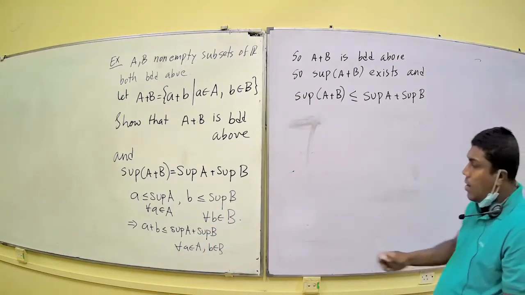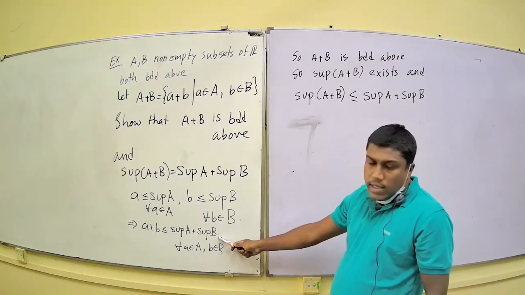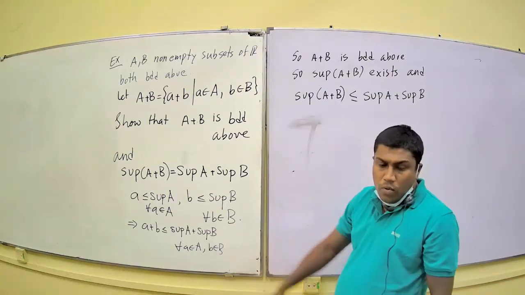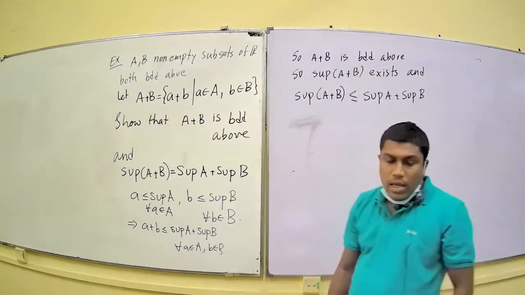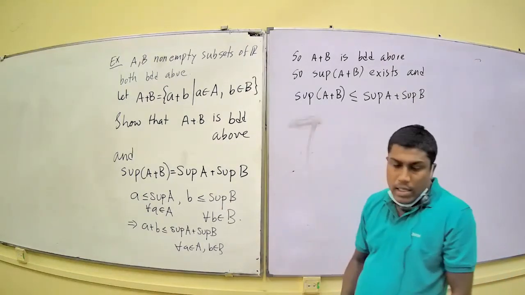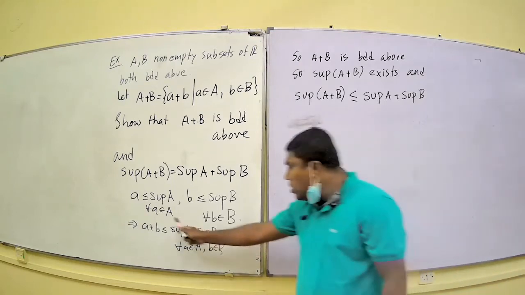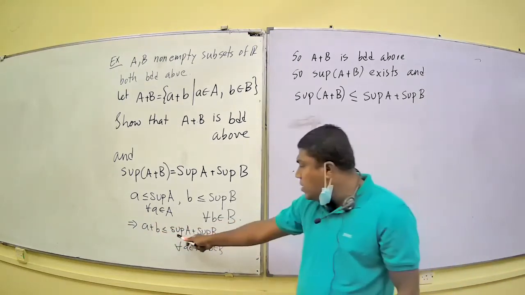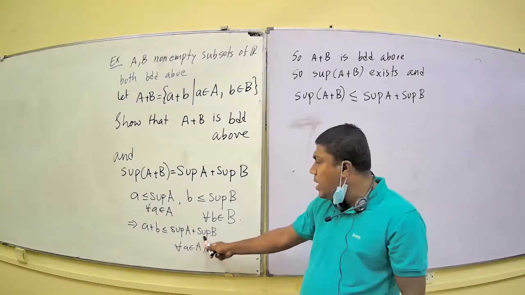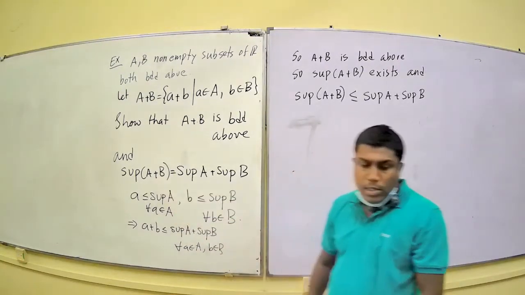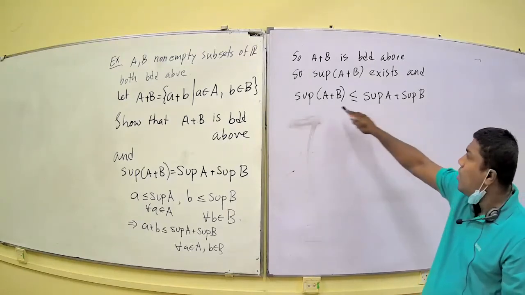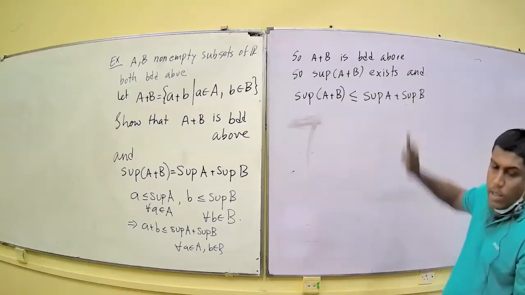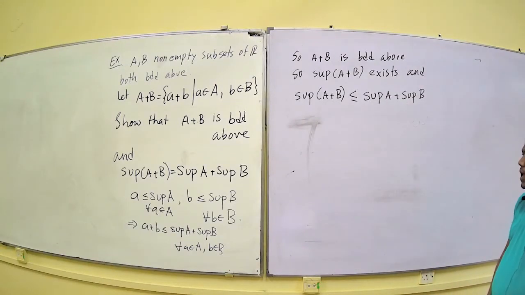Okay, so from this line, you can say a lot of things. One is A plus B is bounded above. So if it is bounded above, and clearly you know they are all non-empty, so the supremum exists, and also by this you can say supremum of A plus supremum of B is the upper bound of the set A plus B. So the supremum of that set should be the least upper bound. So supremum of A plus B must be less or equal to supremum of A plus supremum of B.